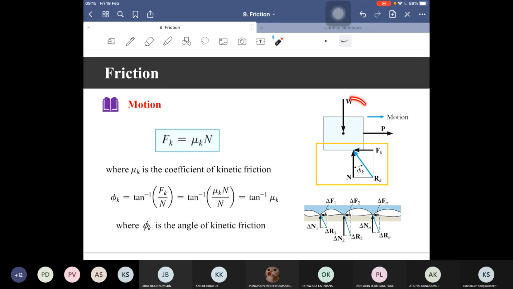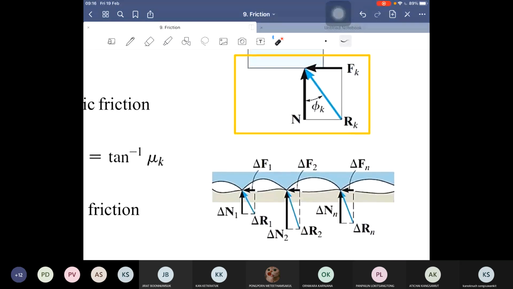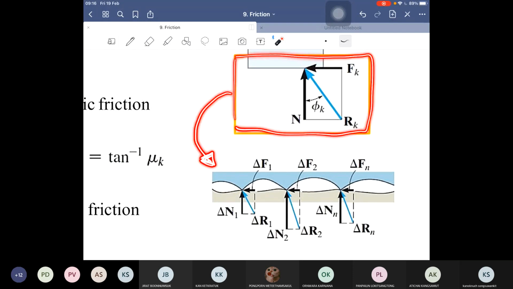Okay, so we want to make this block move by increasing the force P. That's why when the force P is greater than Fs, the box will move. And the friction between the floor and the block is Fk. So what happened in this state? Let's zoom in on this area and have this free body diagram.